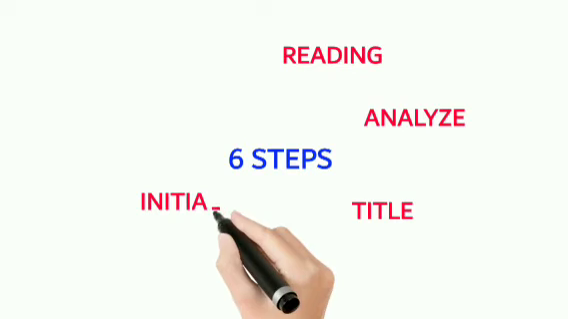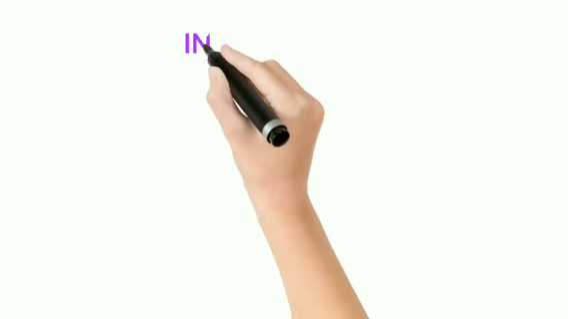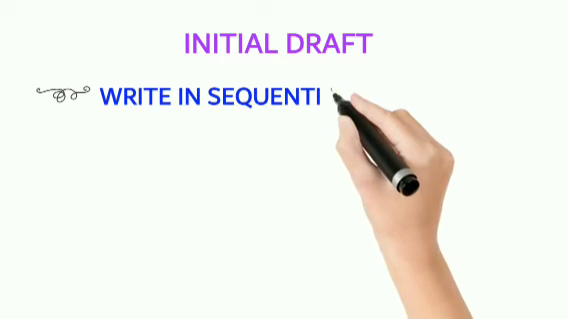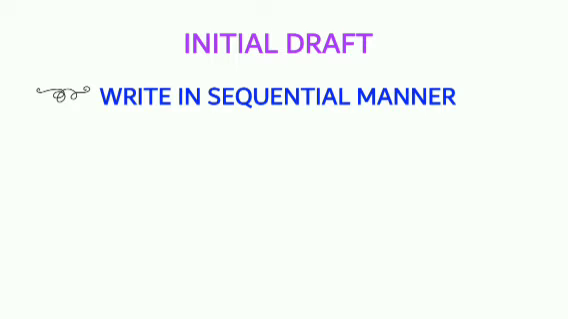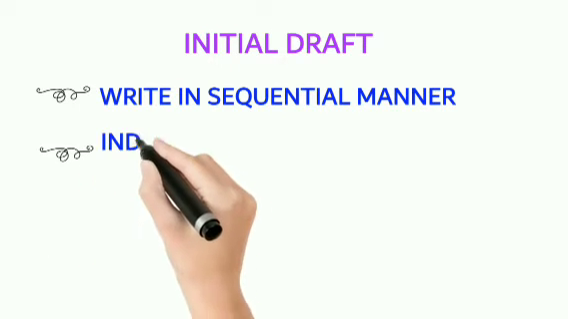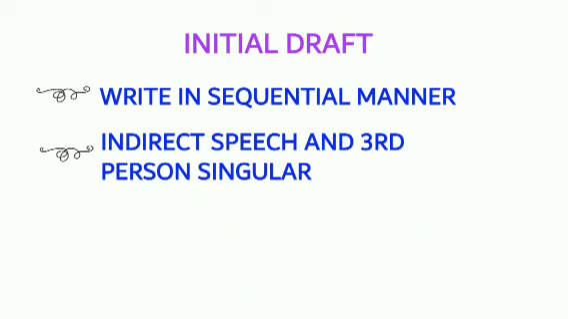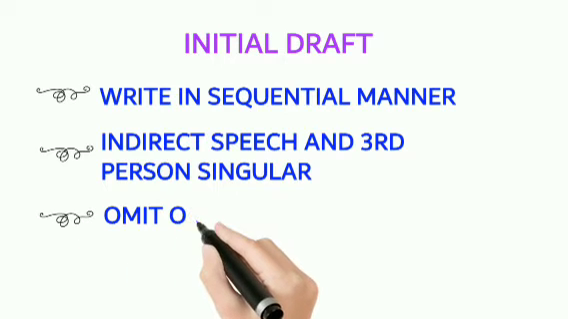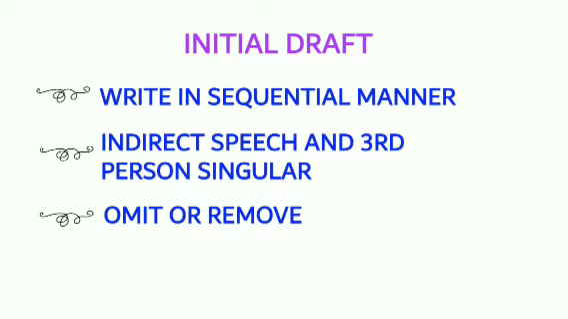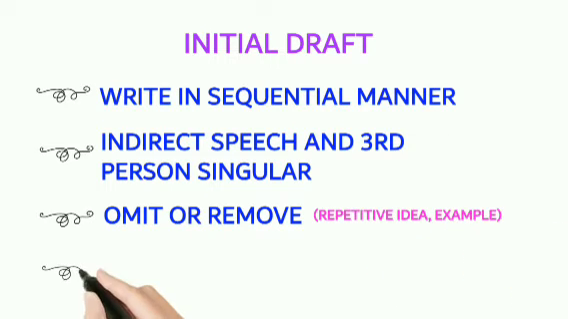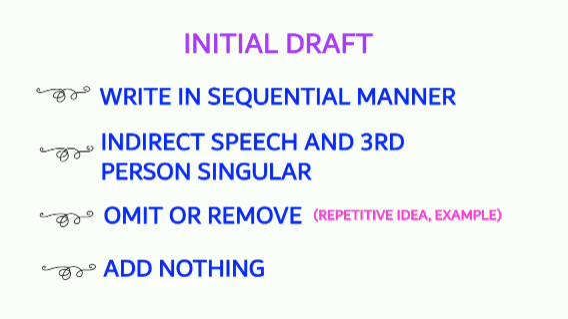Step number 3, title. Give a short title that will express the main idea of the passage. Step number 4, initial draft. While writing an initial draft, keep in mind some important points. Number 1, write down all the important points in sequential manner. Number 2, while writing, make sure to write in indirect speech and third person singular form. Number 3, try to omit, remove repetitions and examples. Number 4, add nothing from yourself. Do not correct any facts.